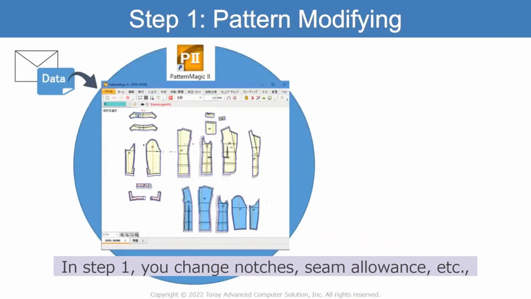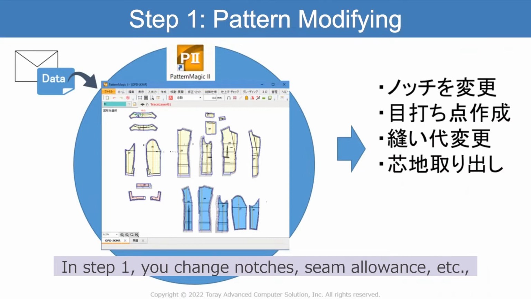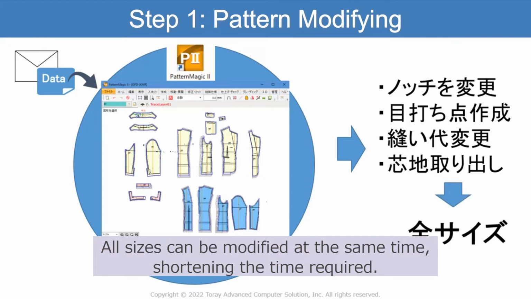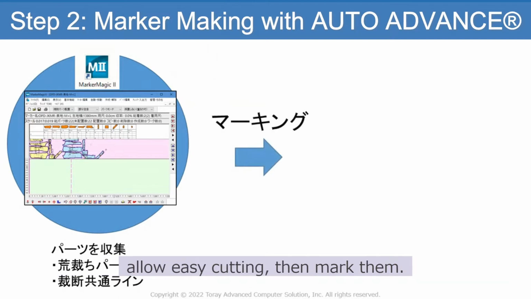In step 1, you change notches and seam allowance, and create interlining pieces. All sizes can be modified at the same time, shortening the time required. In step 2, collect pieces, create rough cutting pieces which allow easy cutting, then mark them.